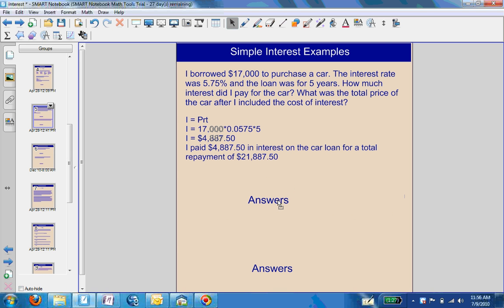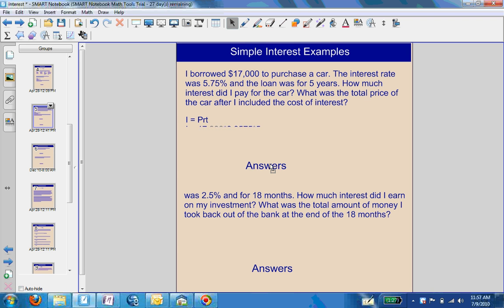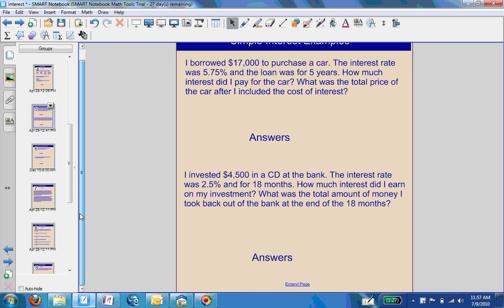And my total repayment is going to be the $17,000 plus the amount of interest, which will give me $21,887.50. So that's actually the amount we paid for this $17,000 car. So it's always better to pay for things with cash.